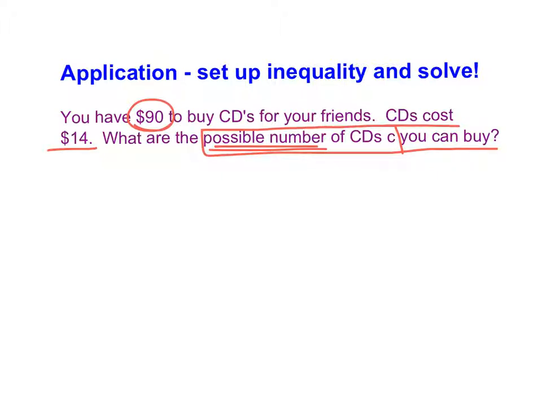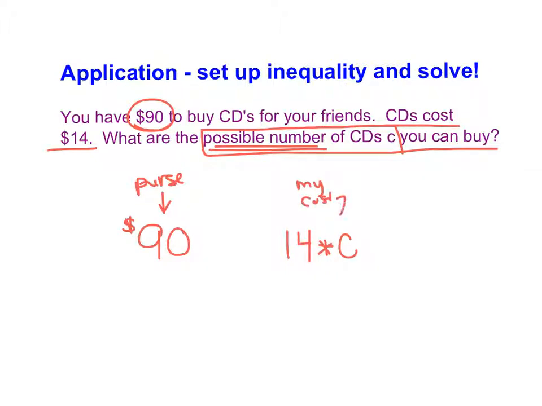So let's start with the key important information I see. I know that there are $90 to spend. So this is what is in my purse currently. That's how much money I have. And the cost of CDs is calculated by taking $14 and multiplying it by the number of CDs that I have. So this is my cost.